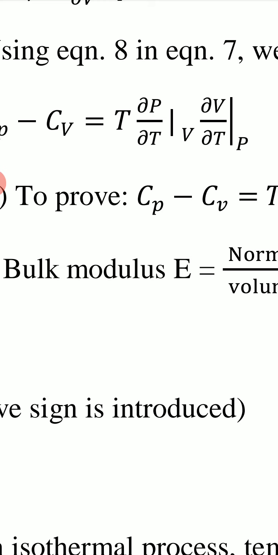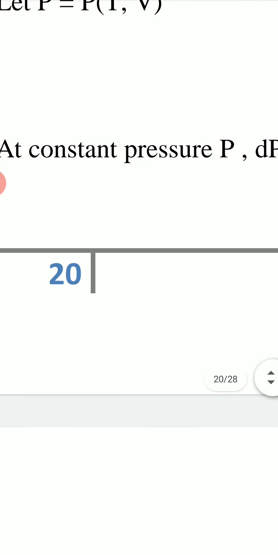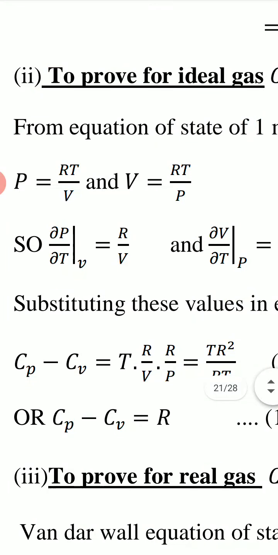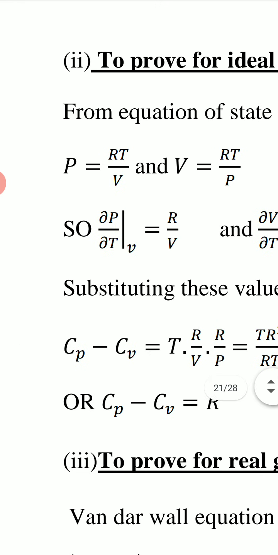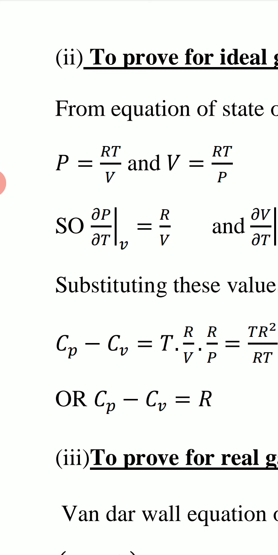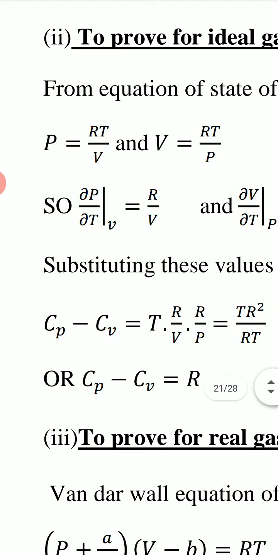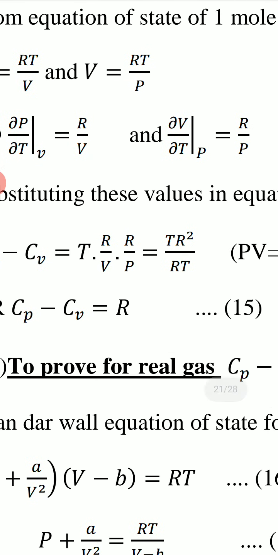For 1 mole ideal gas, we have PV equal to RT, and using this relation we will find the value of P, so that the first differentiation ∂P/∂T at constant V is obtained, and from PV equal to RT we also write the value of V. From that we can find the value of ∂V/∂T at constant P. So from the equation of state of 1 mole ideal gas, PV equal to RT, we write the value of P and V. P is RT upon V and V is RT upon P, and find these two partial differentiations, ∂P/∂T at constant V and ∂V/∂T at constant P.